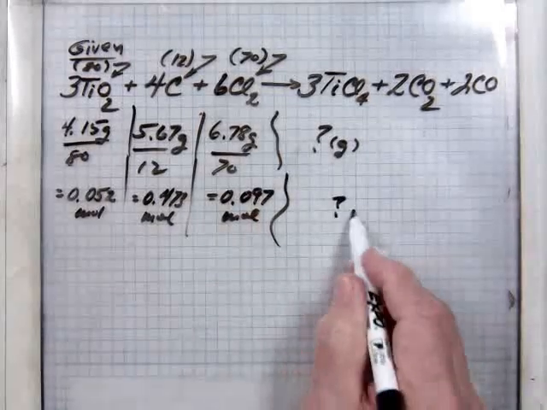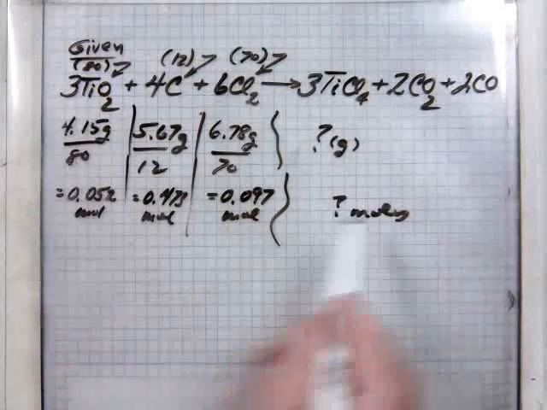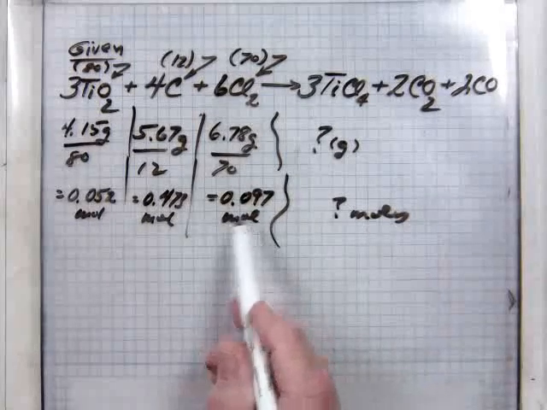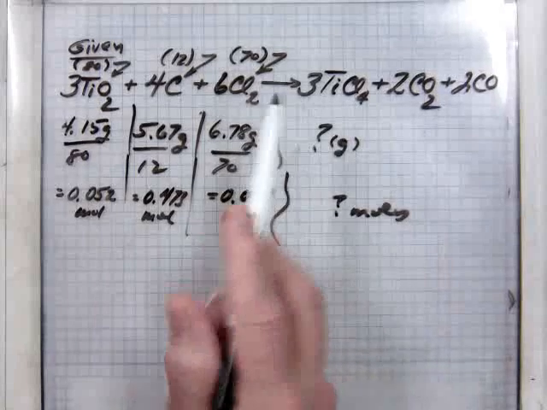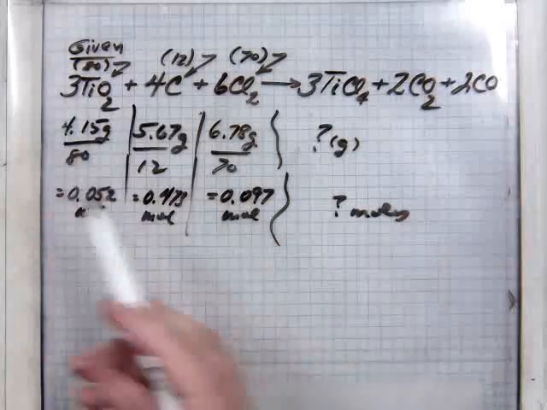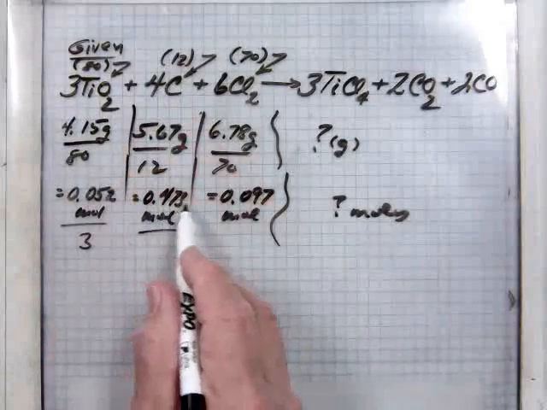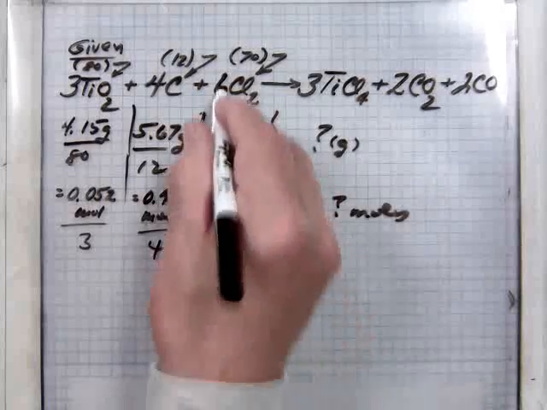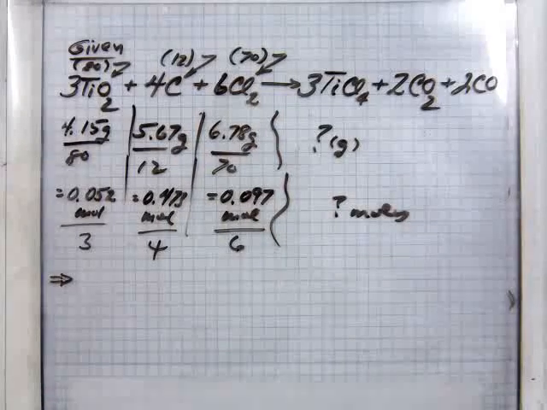And so we're looking to start with moles. How many moles are generated, and that number will be based upon the limiting reagent that we determine over here. So to determine the limiting reagent, what do we do? Divide by what? The respective coefficients, yes. So we want to come in here and divide by 3, then 0.473 divided by 4, and 0.097 divided by 6, and this will give us 0.05.